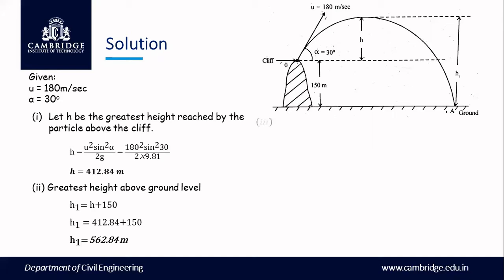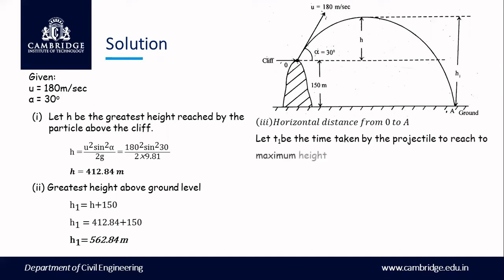The last one is you have to find the range, the horizontal distance from O to A. What is the horizontal distance? Let T1 be the time taken by the projectile to reach the maximum height. We will depend upon the time. First we will find out the time. We know the speed, so distance can be easily found out. So we'll depend upon the time first.